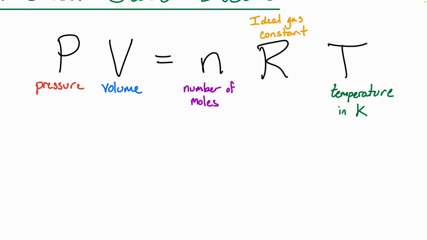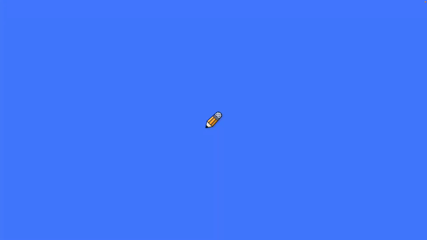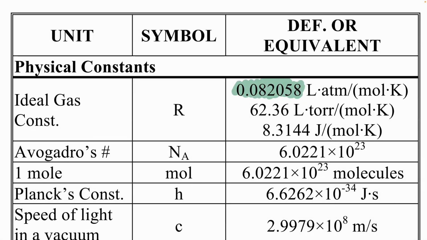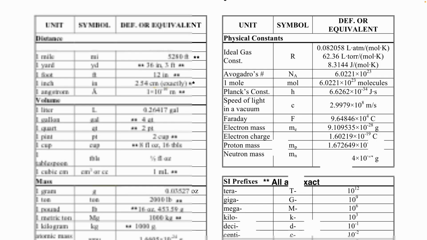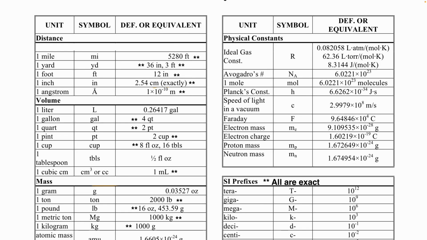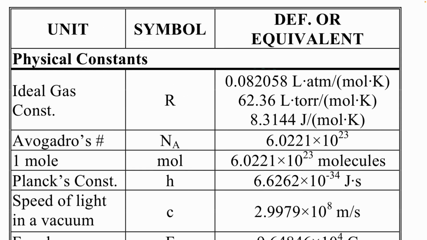We'll obviously do some practice in a second, but let's talk about this ideal gas constant. Where do we think we're going to find our ideal gas constant? On the constants page. Cool. So if we go to the very top corner, above Avogadro's number here, we have this ideal gas constant value.